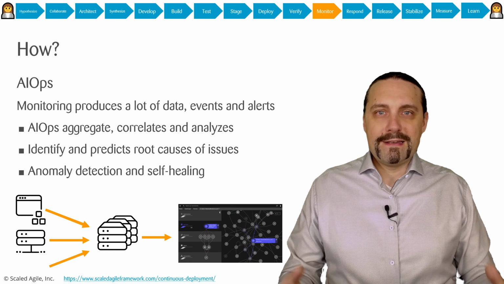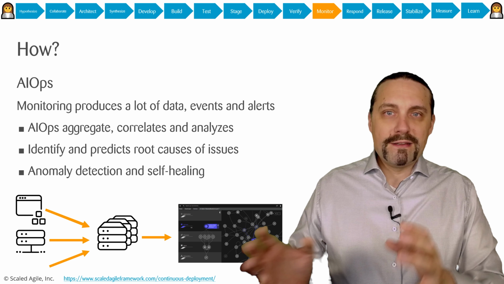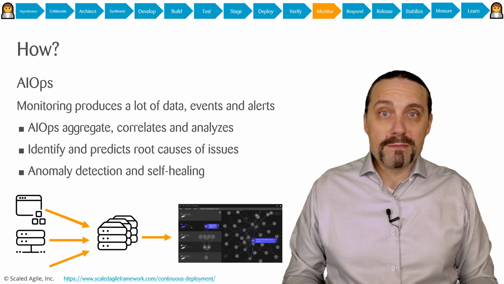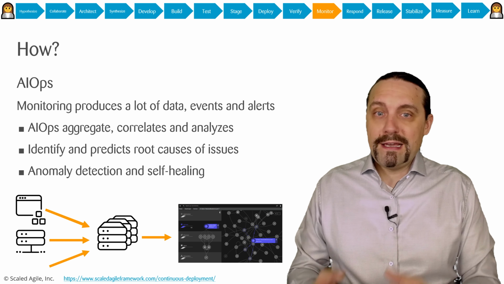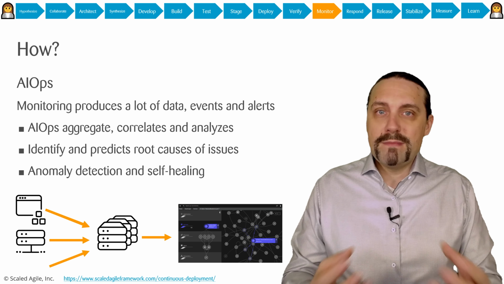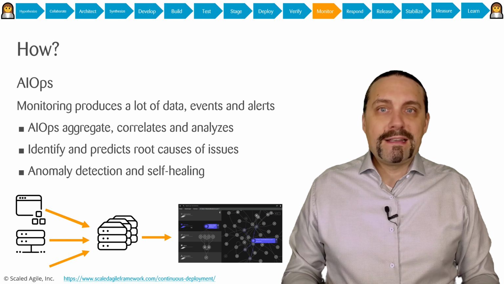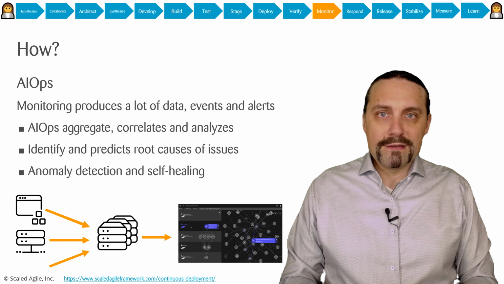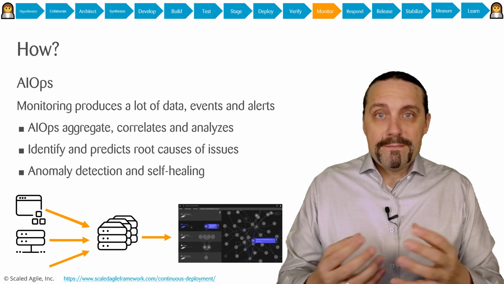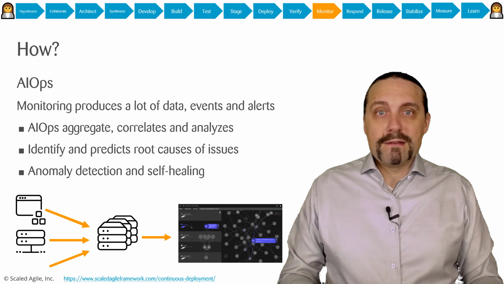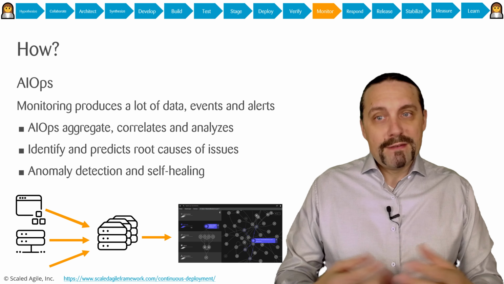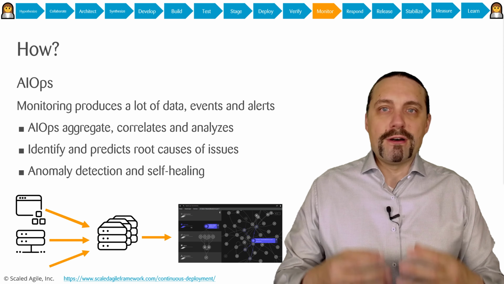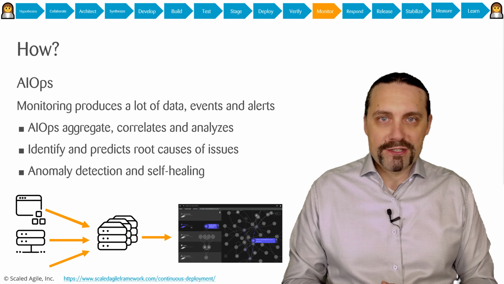And now that we are monitoring different applications and the infrastructure, we have a problem. We have so many data points, so many events, so many alerts that it gets very difficult to make sense out of all that data. So we have a big data problem. And what helps with big data problems? Yes, AIOps. AIOps stands for Artificial Intelligence for Operations.